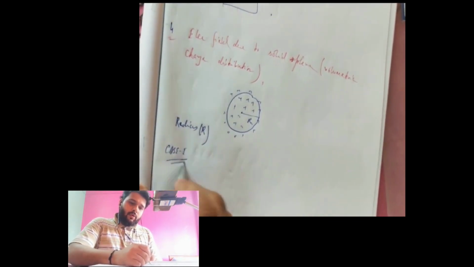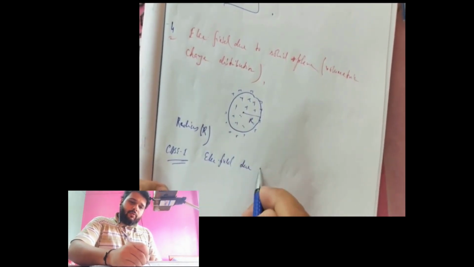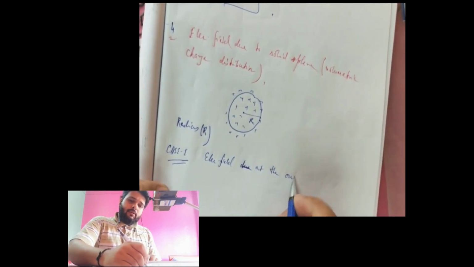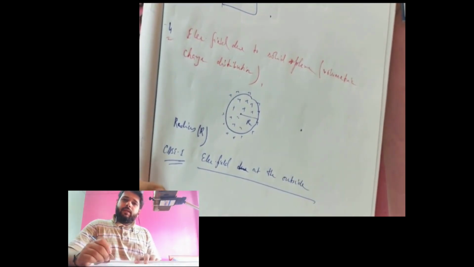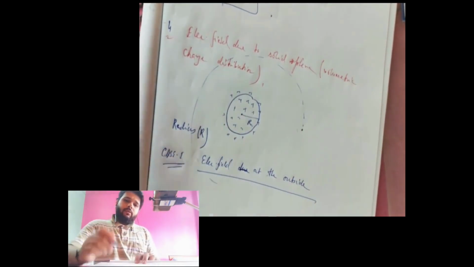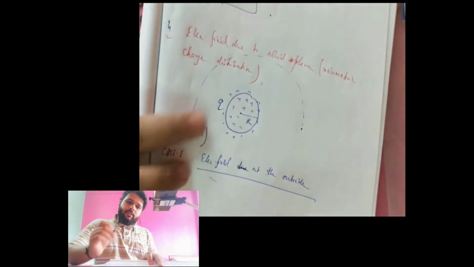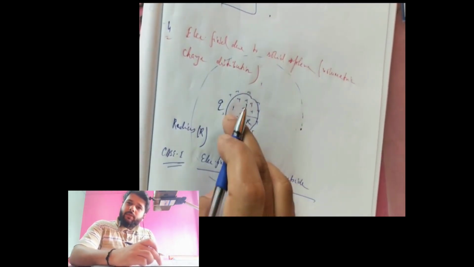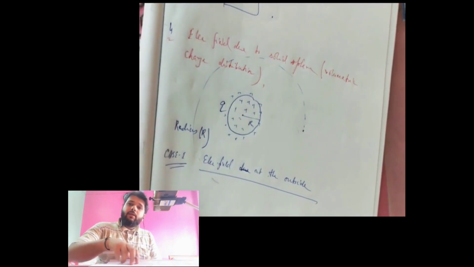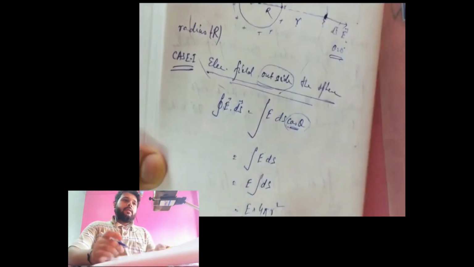Case 1, electric field at the outside. Suppose here we have to find the electric field. So for this, we'll draw a Gaussian surface which will be a sphere, and the total charge of the sphere, suppose you have taken as q. So for this, the total charge will be q, and this will be similar to the spherical shell. It will be same as this case 1.